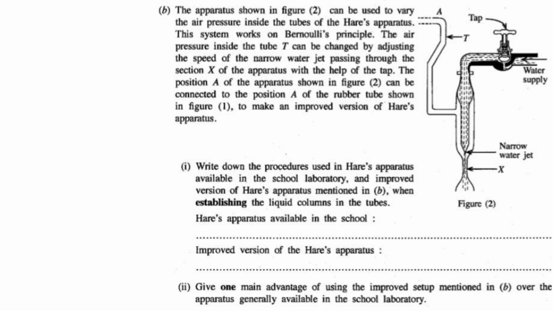The air pressure inside the tube T can be changed by adjusting the speed of the narrow water jet passing through the section X of the apparatus with the help of the tap. The position A of the apparatus shown in figure 2 can be connected to position A of the tube as shown in figure 1 to make an improved version of the hare separator.